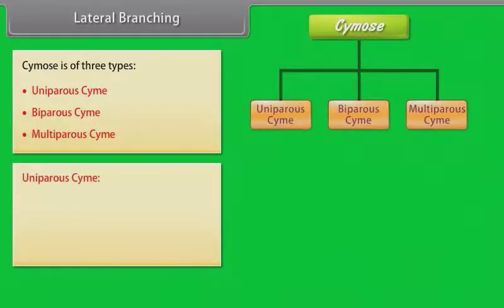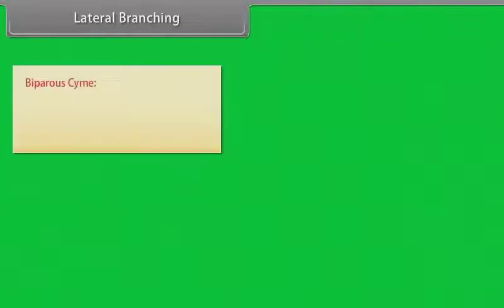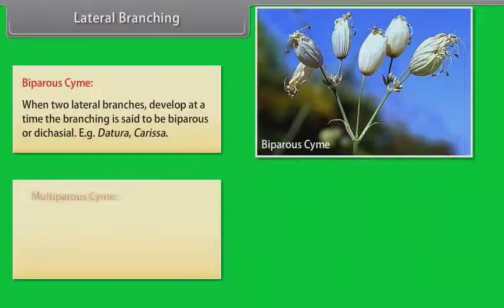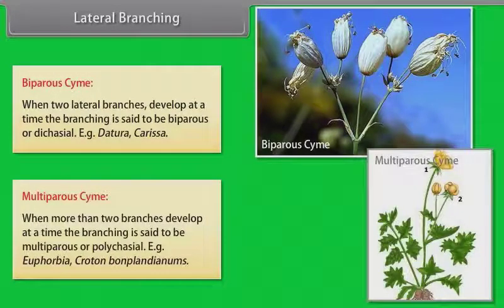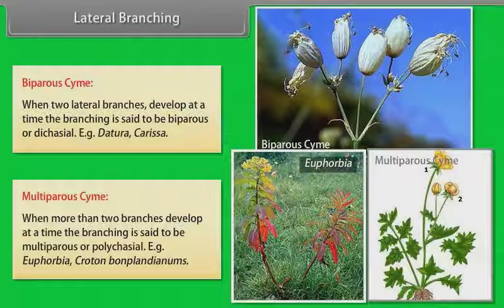Uniparous cyme. A cymose type of branching with only one lateral branch produced at a time. It is known as monochasial or sympodial. It shows two distinct types, namely helicoid and scorpioid. Biparous cyme. When two lateral branches develop at a time, the branching is said to be biparous or dichasial. Example, Datura, Carissa. Multiparous cyme. When more than two branches develop at a time, the branching is said to be multiparous or polychasial. Example, Euphorbia, Croton bonplandianum.